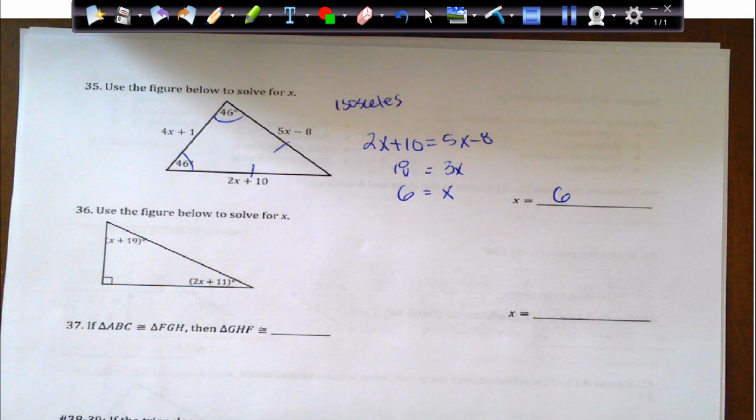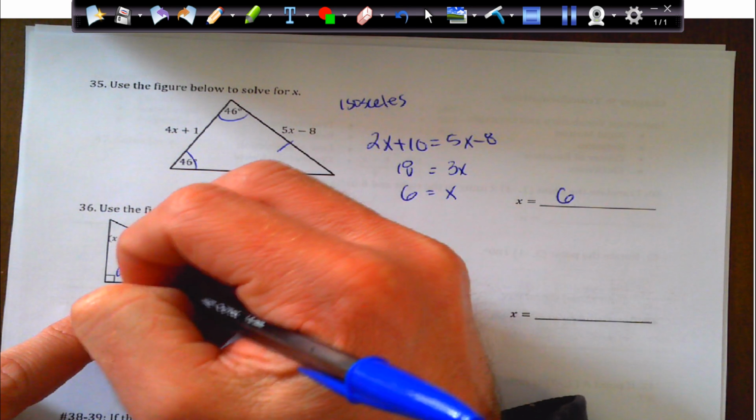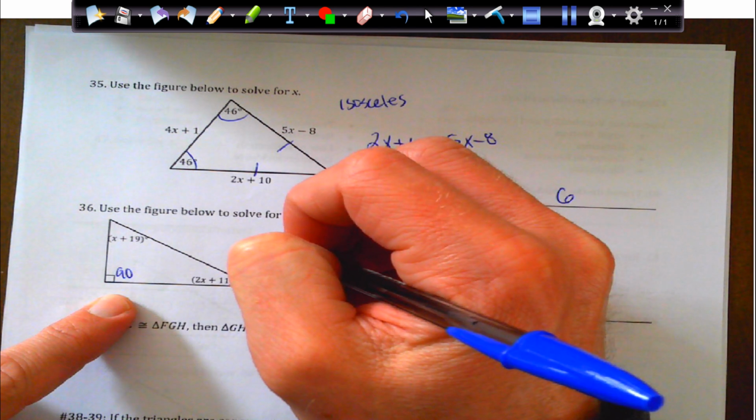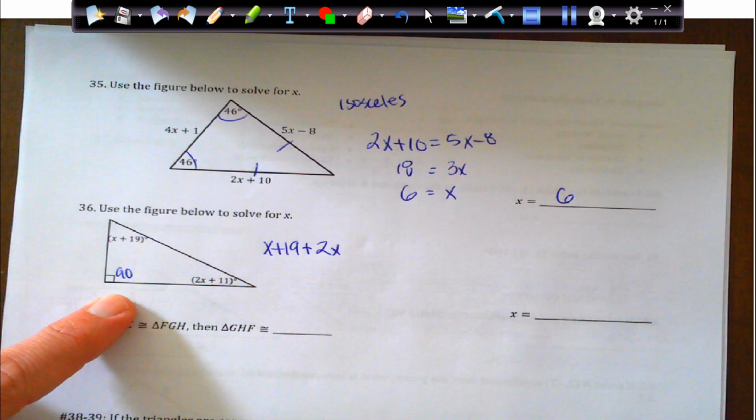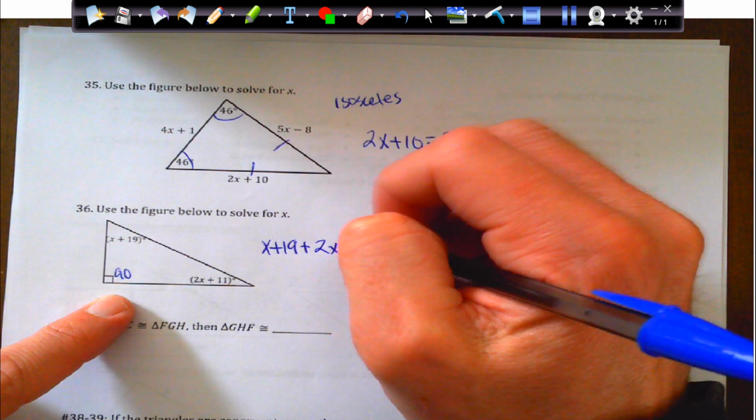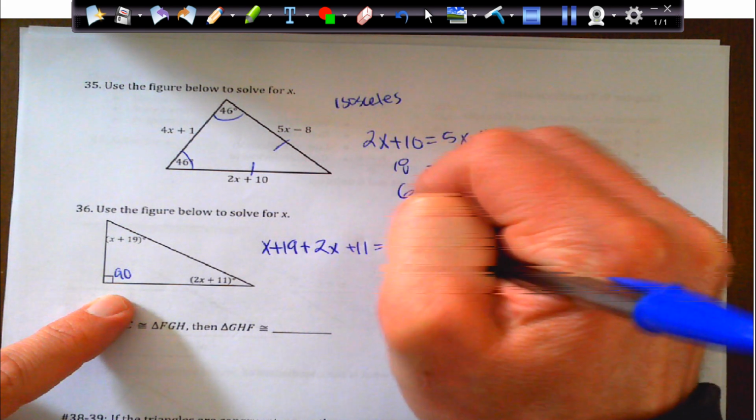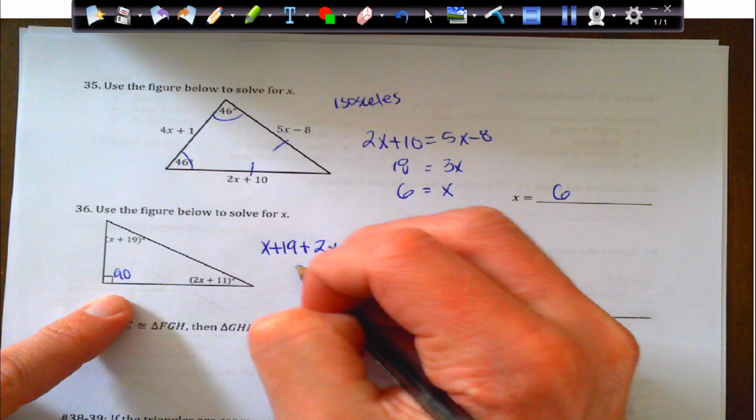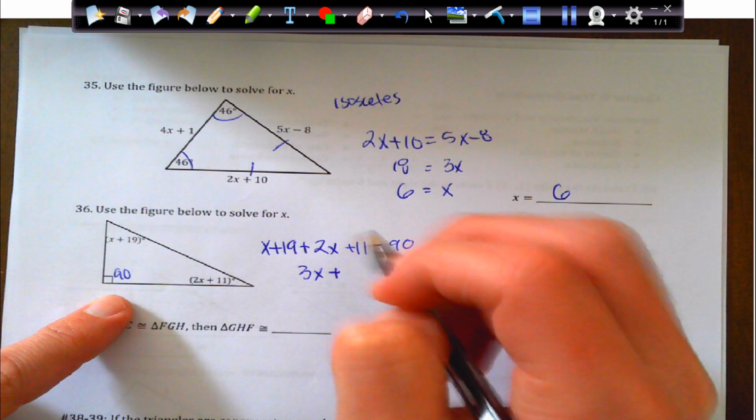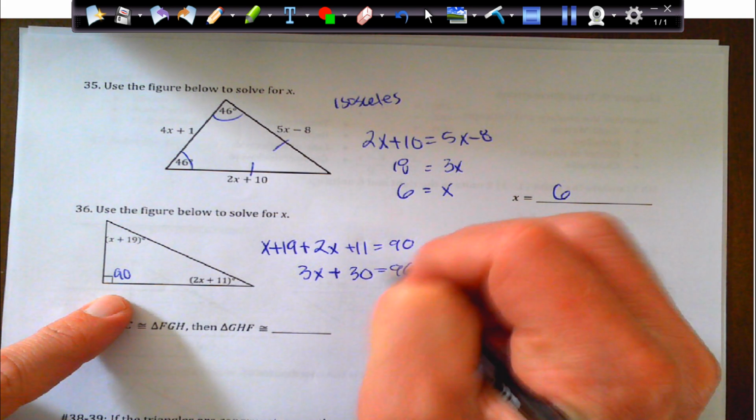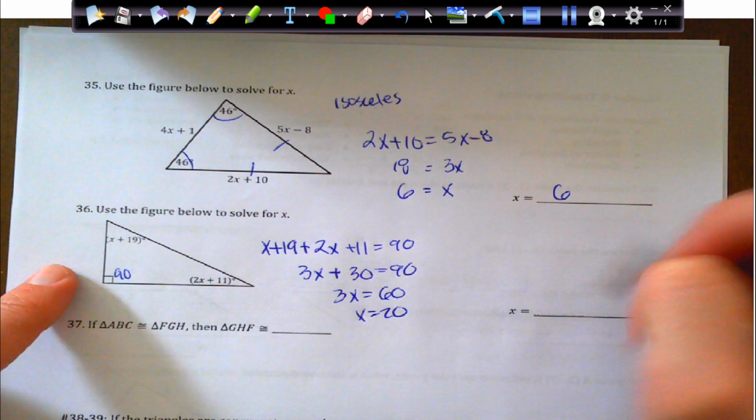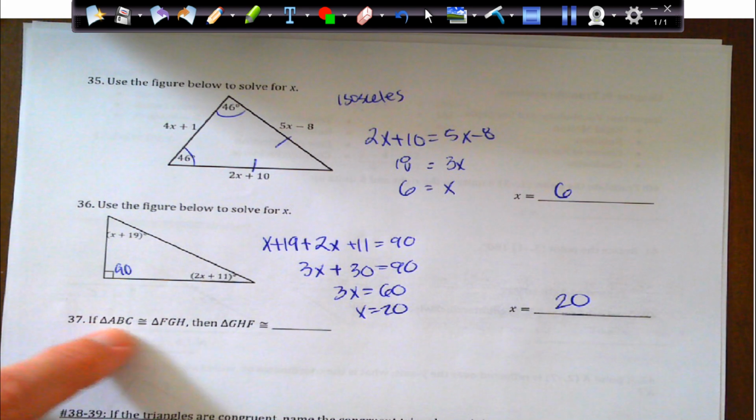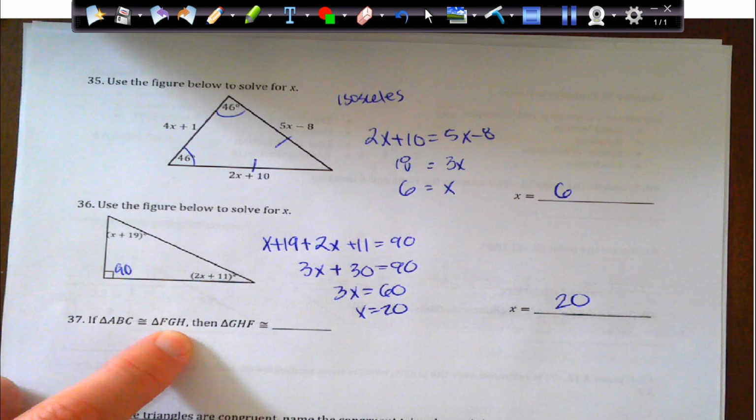It's a right triangle. I know all three angles add up to 180, so this is 90. That means these two should add up to 90. So I'm just going to do x plus 19 plus 2x plus 11 equals 90. It went dark again, I'm back. Combine like terms to get 3x plus 30 equals 90. Subtract 30, we get 60. X equals 20.